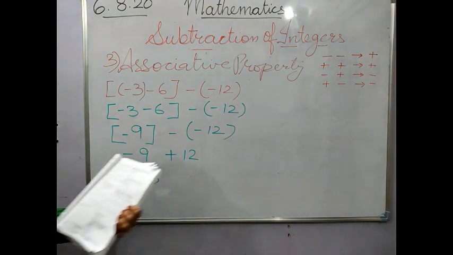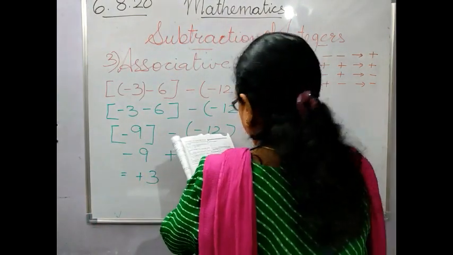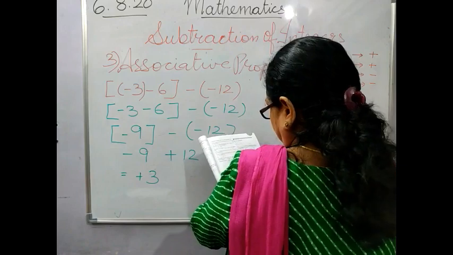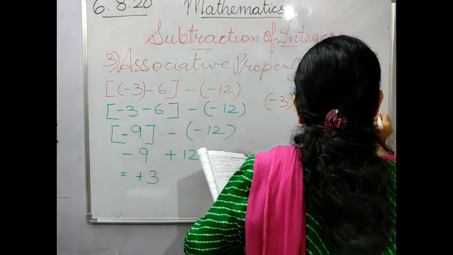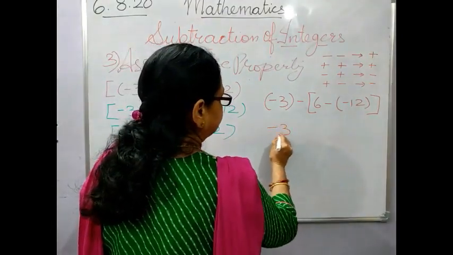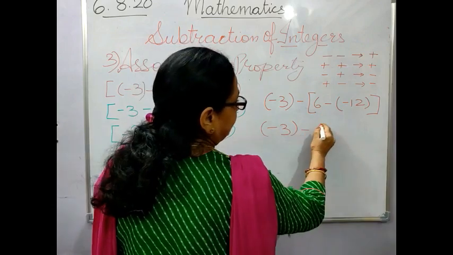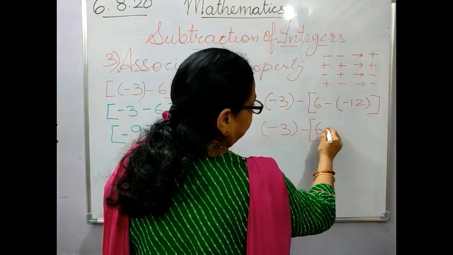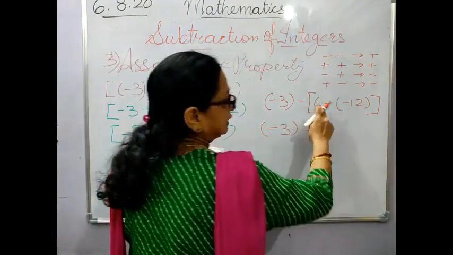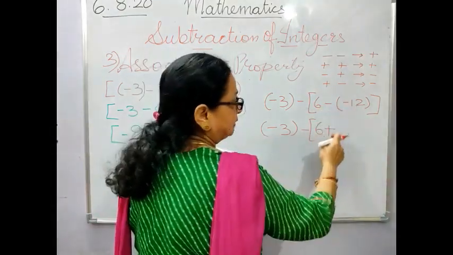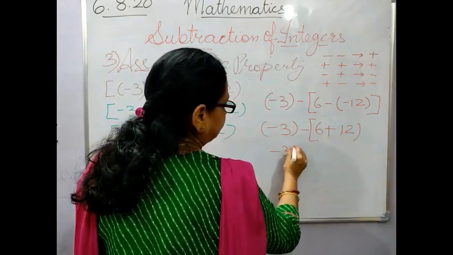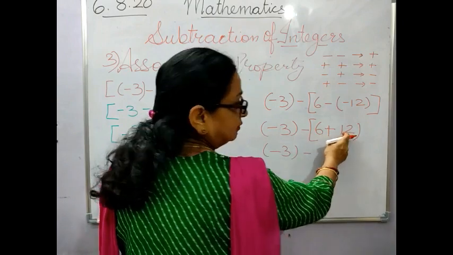Now see, I'll change the group. It is minus 3, 6 minus, minus 12. Now see here, I'll copy this, minus 3, because first I'll solve this, 6. Now this is again minus minus becomes plus, or you can say it is outside minus, so inside will become plus. 12 minus 3 minus 6 and 12 is 18.